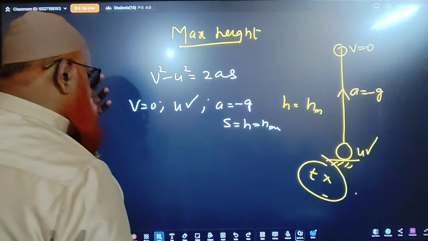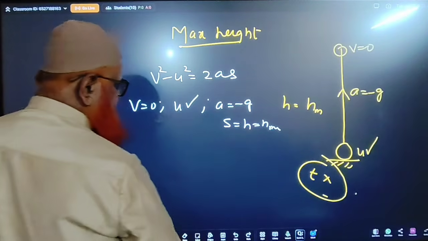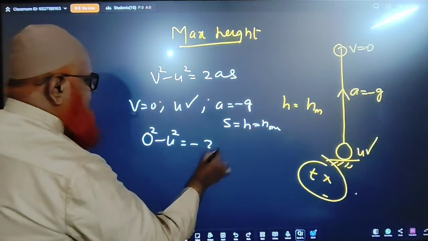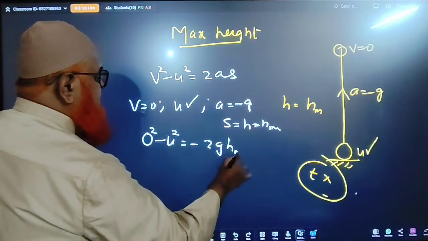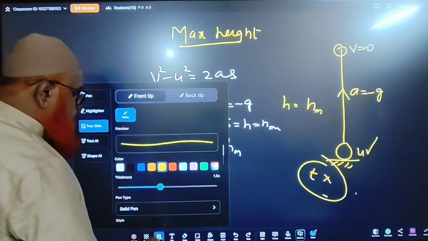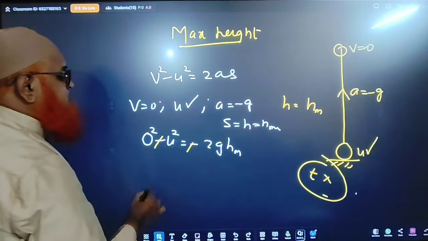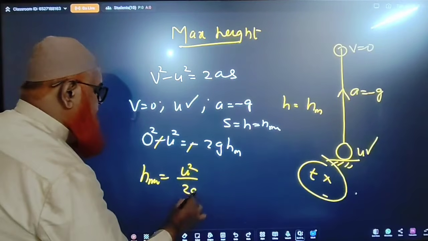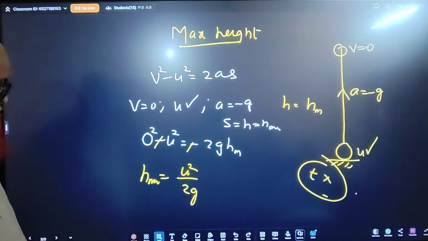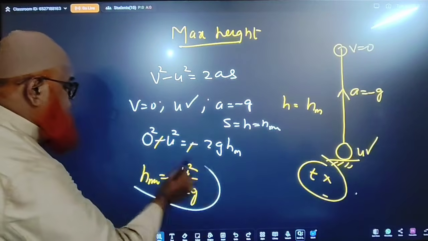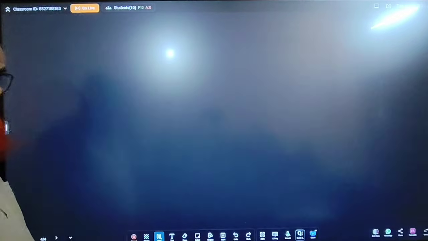So what is the maximum height here? Just maximum height. Let us see what's going to happen now. 0 squared minus u squared is equal to minus 2g h max. You will just observe that minus and minus get cancelled. H maximum is equal to u squared by 2g.